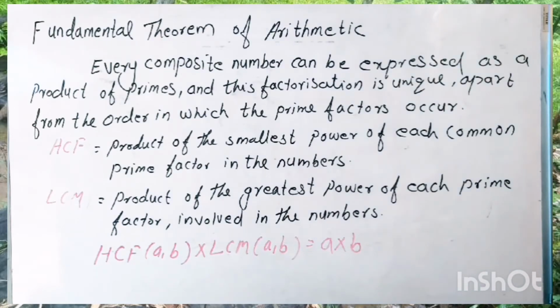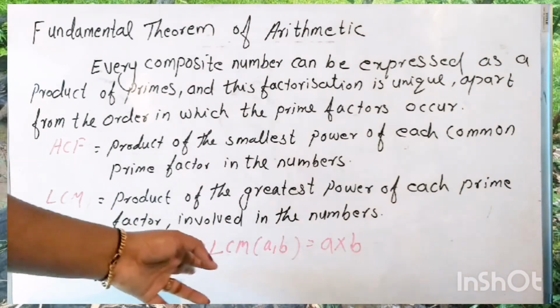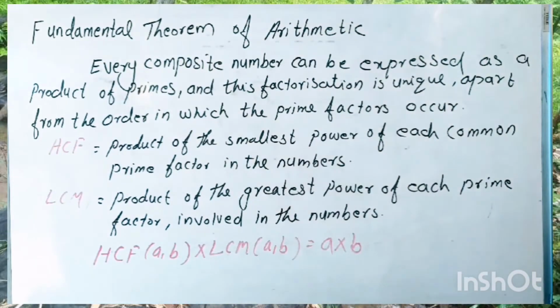Okay, and there is one relation between HCF and LCM. Suppose A and B are our given numbers, then HCF of A and B into LCM of A and B is equal to the product of those two numbers. This is a very important result. HCF of A, B into LCM of A, B is equal to the product of those two numbers.